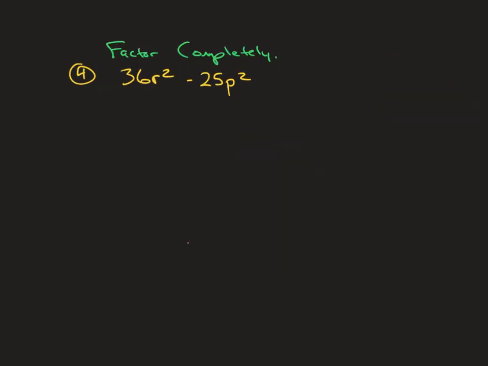Number 4, 36r squared minus 25p squared. We got that word factor again. So number 1, GCF, any common factor we can take out. 36 and 25 don't have anything in common. Not a lot of things that go into 25, just 5 and 25 basically. Neither of those go into 36. And then we don't have any r that we can take out of both terms. We don't have a p that we can take out of both terms. So again, no greatest common factor.